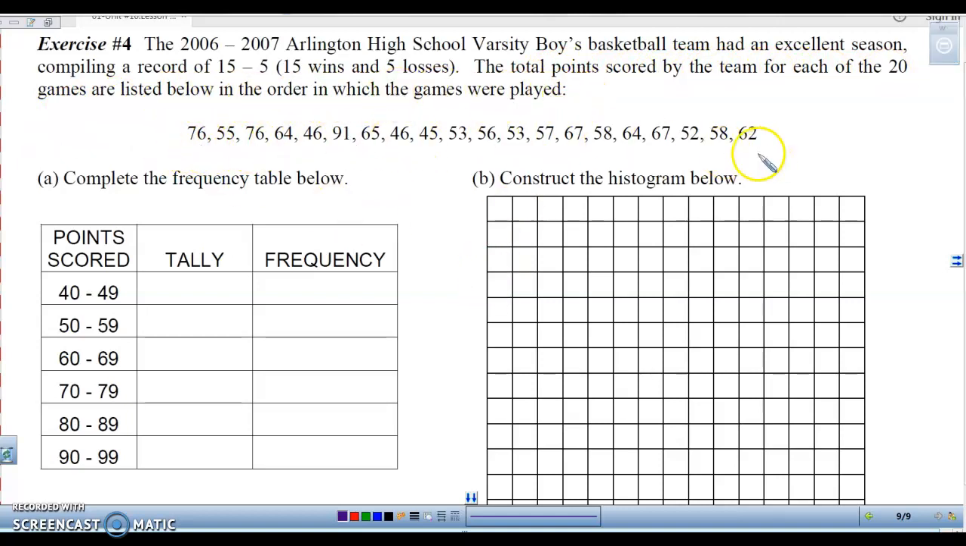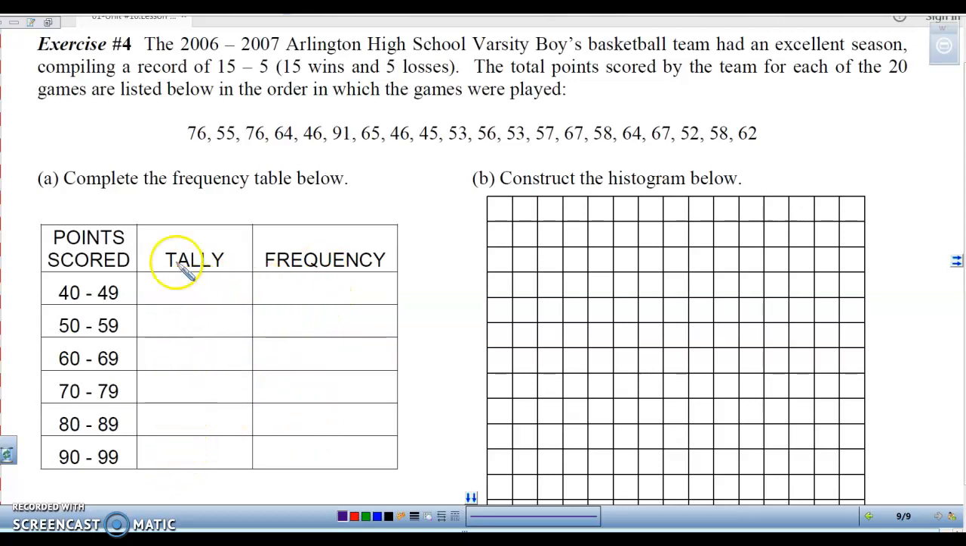So these are the scores of the games that they made for 20 games. What we're going to do is count up how many fall in each range. Having to individually count them can be kind of tricky, so we're going to put hatch marks in what's called the tally, and then we're going to count the tally up for the frequency. The frequency is how many tally marks you have.